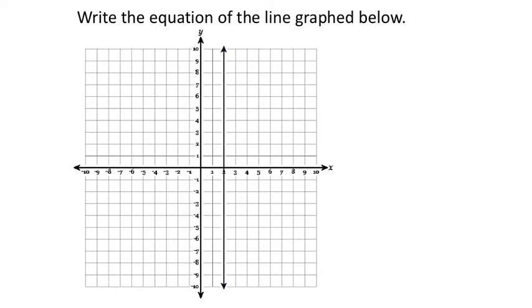So for this one, we say right here, it's a vertical line. Since it's a vertical line, I'm expecting the equation to be x equals something. What is that something? Well, I just got to check my x number line.